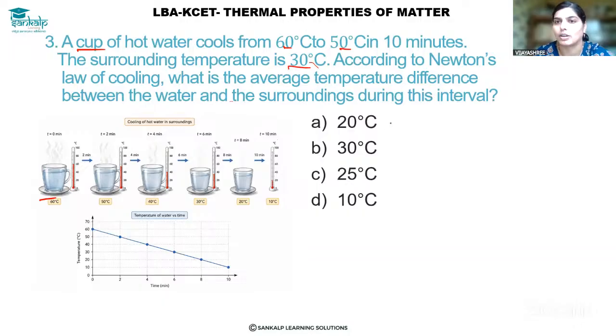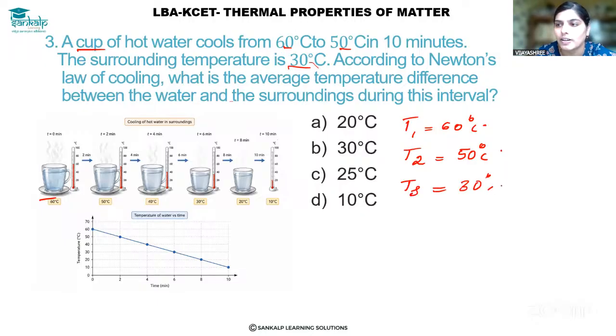Okay, so let us write the initial temperature T1, which is equal to 60 degrees Celsius. Final temperature T2, which is equal to 50 degrees Celsius. Surrounding temperature, I write it as Ts, which is equal to 30 degrees Celsius. The time interval t is equal to 10 minutes. This data we are given.